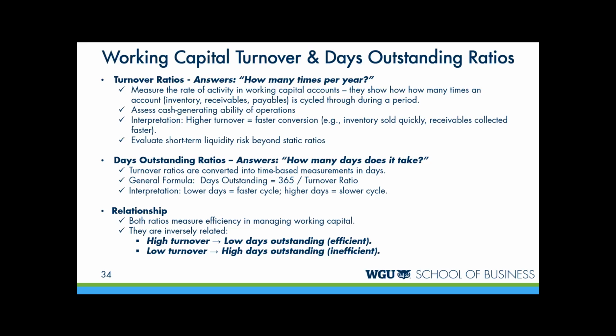And so the general rule is that the lower the number of days, the faster the cycle, meaning we're getting cash generated quickly from that particular part of our current assets. A higher value means it's slower to convert that particular asset into cash. The thing to remember is that these two ratios are inversely related. If you have a high turnover ratio, you have a low number of days outstanding. That means it's efficient. If you have a low turnover ratio, it means you have a high number of days outstanding, which means it's inefficient.